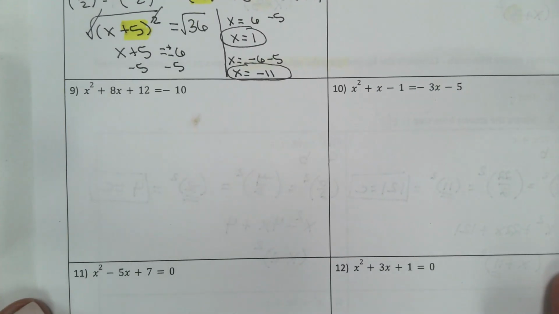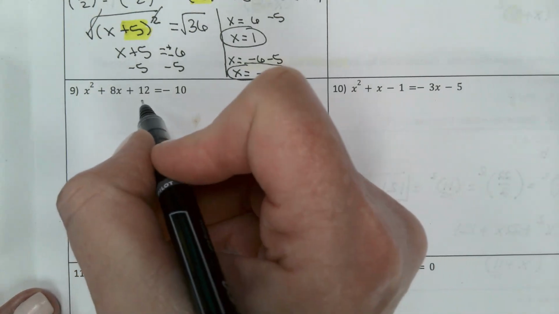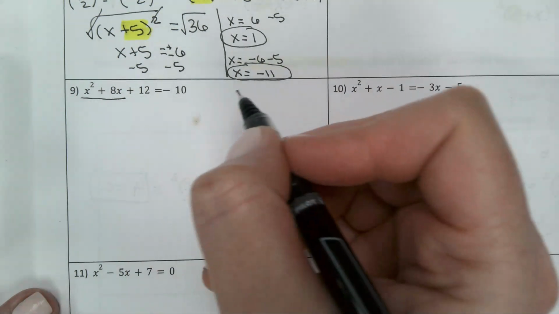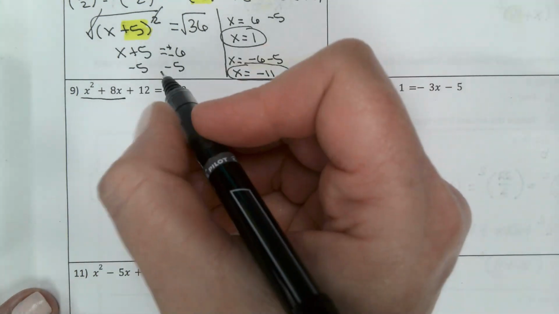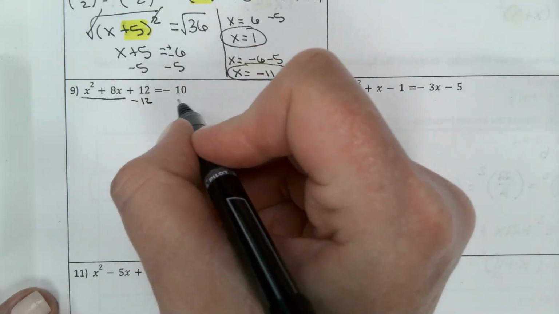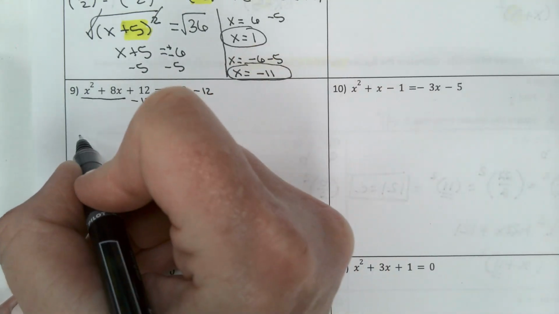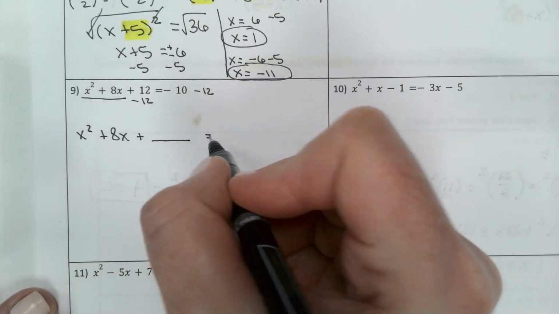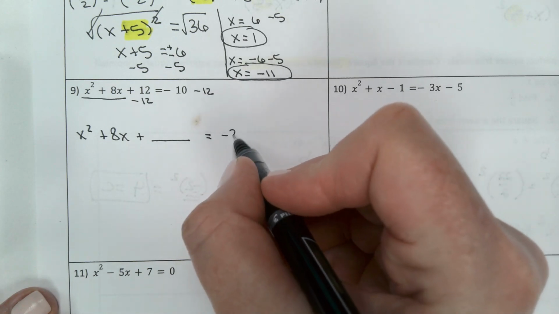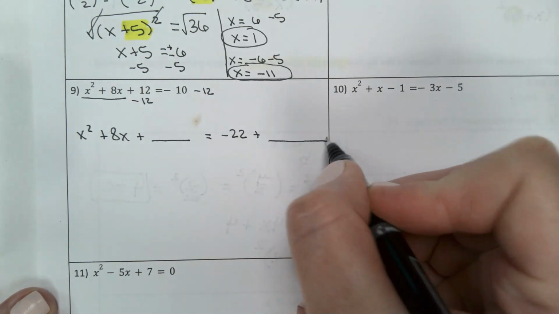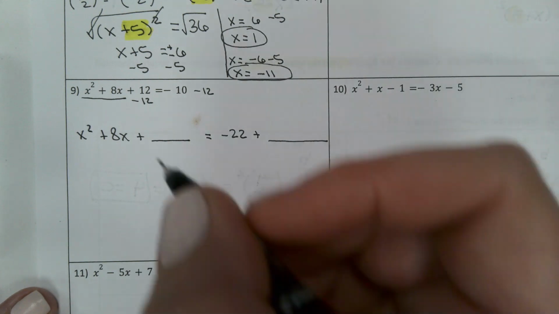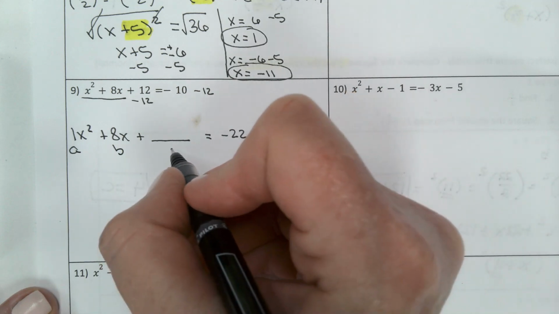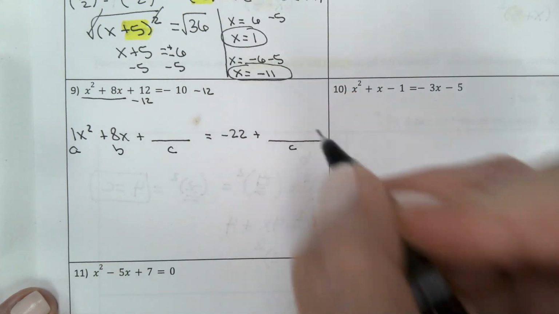Let's do 9. We want to isolate x squared and x on one side, so I'm going to subtract the 12 over. I have x squared plus 8x plus blank equals, that adds up to negative 22 plus blank. There's my a term, there's my b term. We're trying to figure out your c term.